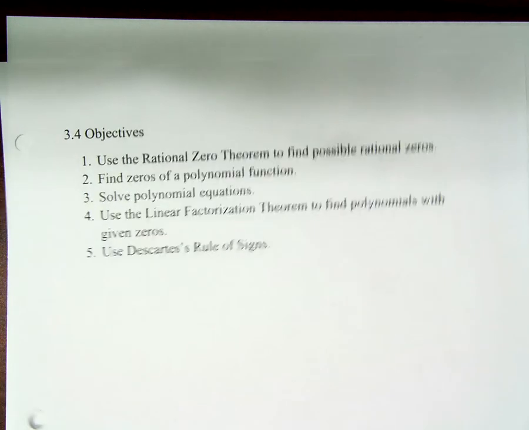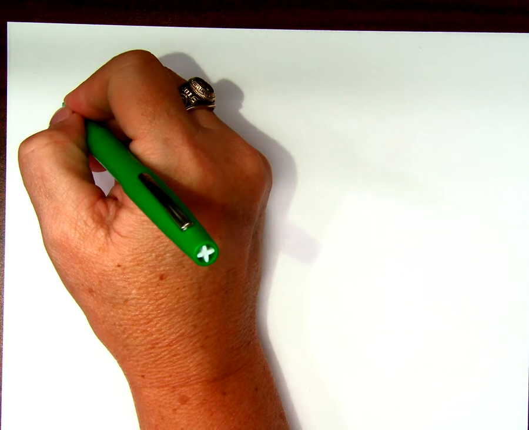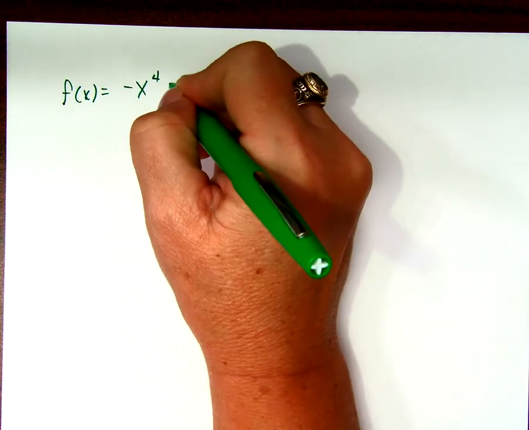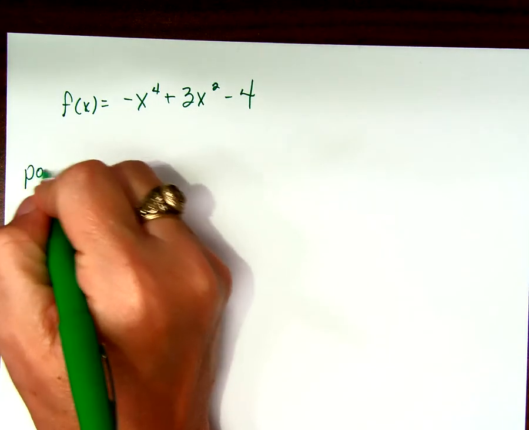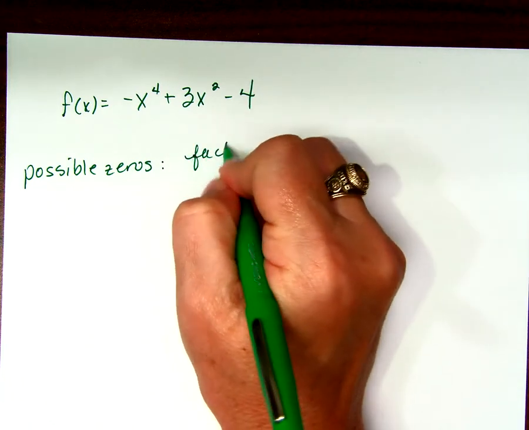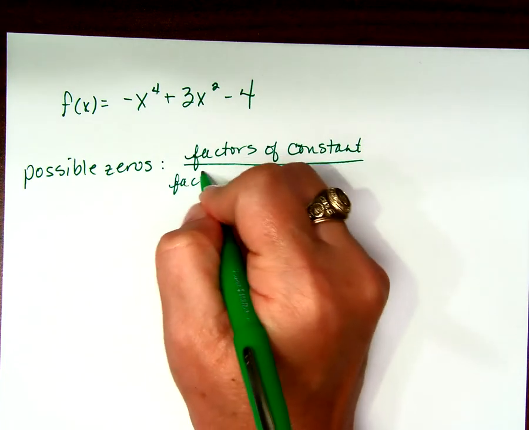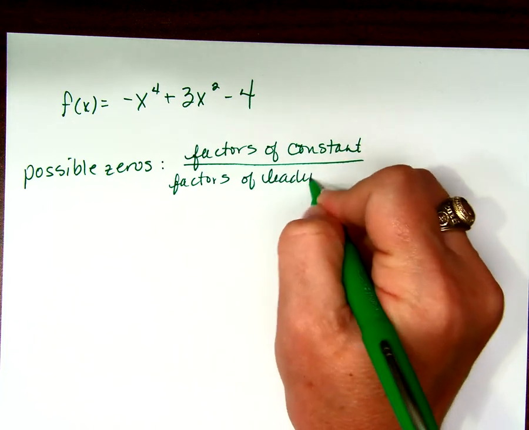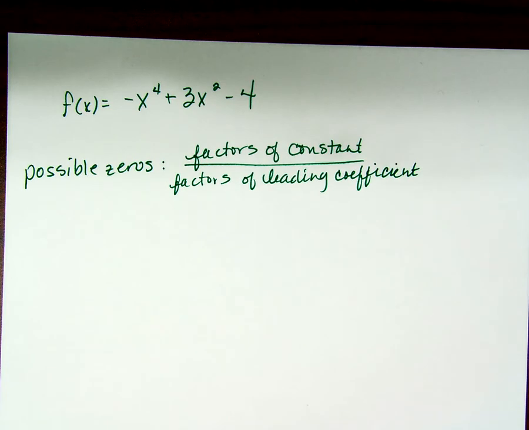Okay, so first of all, use the rational zero theorem. Well, the rational zero theorem says if I have a polynomial like this, f of x equals negative x to the fourth plus 3x squared plus 4, the way we can find the possible zeros here is that the possible zeros are going to be all of the factors of the constant divided by all of the factors of the leading coefficient. So all the factors of the constant divided by the factors of the leading coefficient.